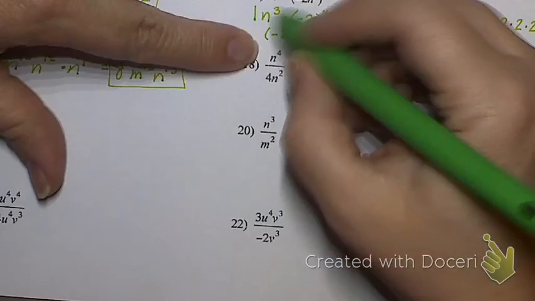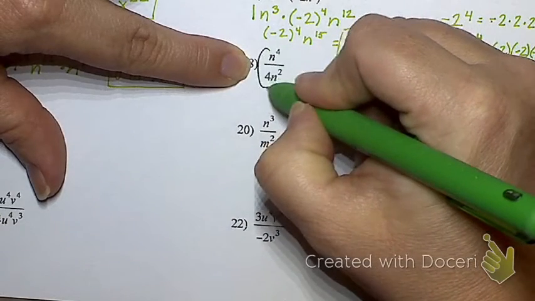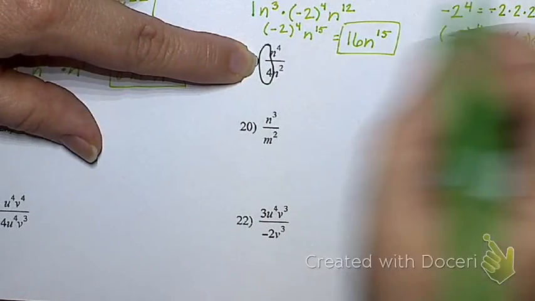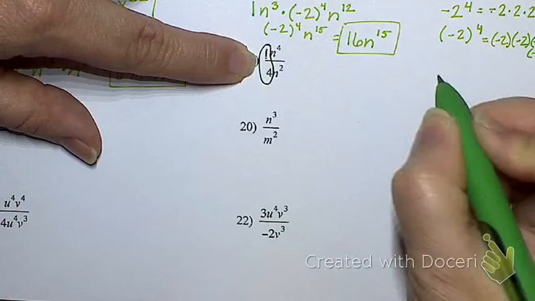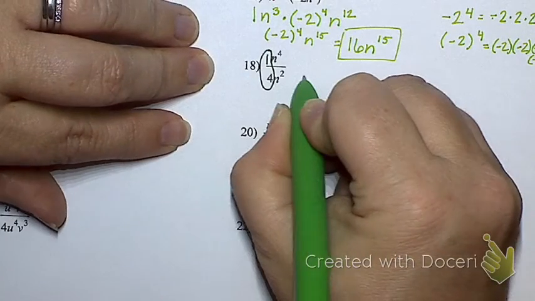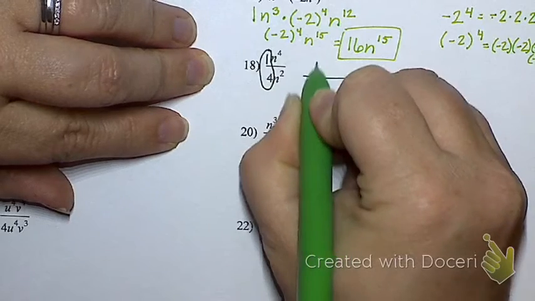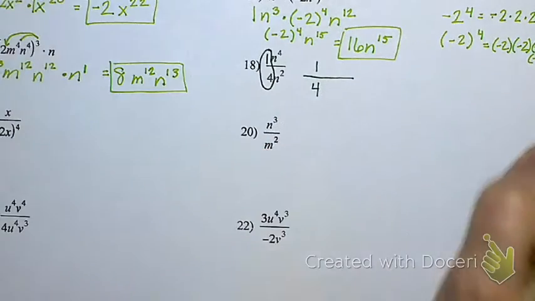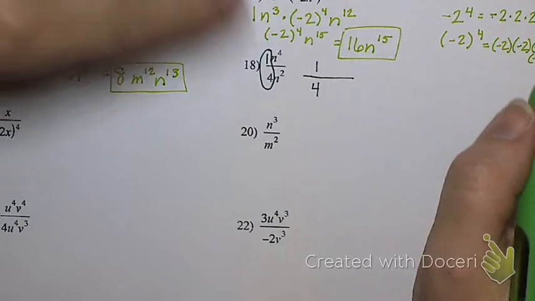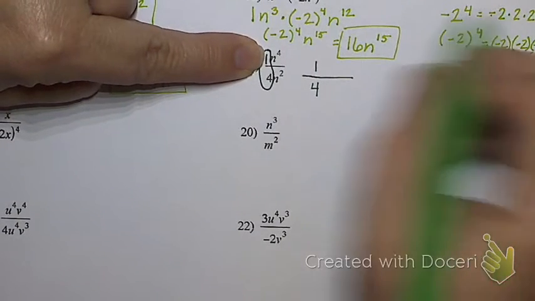So, first thing I would do is I would look in front. There's no coefficient on the top, so what does that mean? It's a 1, right? Can 1 over 4 be simplified in any way? So I know it's going to be 1 and 4. I may or may not need to write the 1, but I know it's going to be 1 and 4. How many n's are on top? 4.